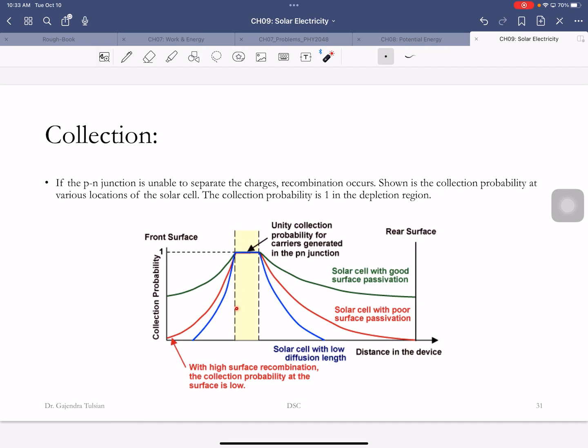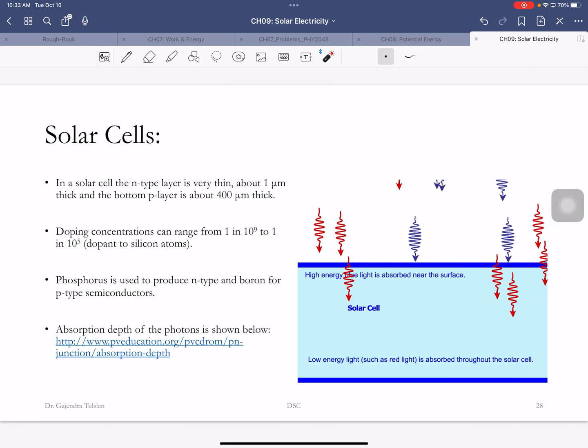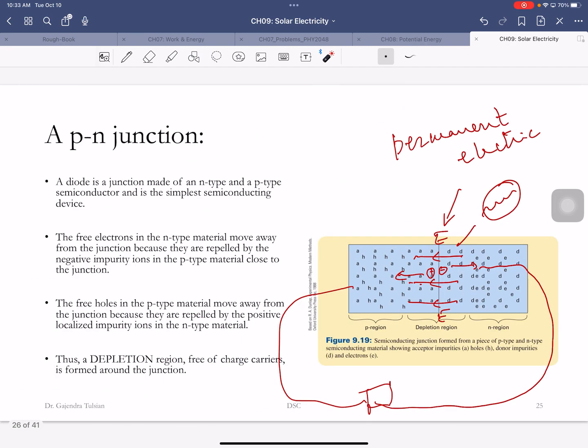Okay, so you did a magical thing. Doping concentrations can range from 1 in a billion to 1 in 100,000. Phosphorus is used to produce N-type and boron for P-type. One more thing I'll point out: the electrons go through to the N region, and there's a bunch of electrons, and these electrons are driven like that. The holes go to the P-type region.